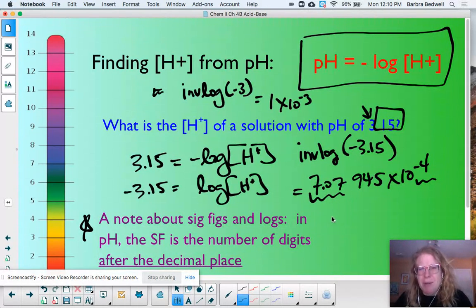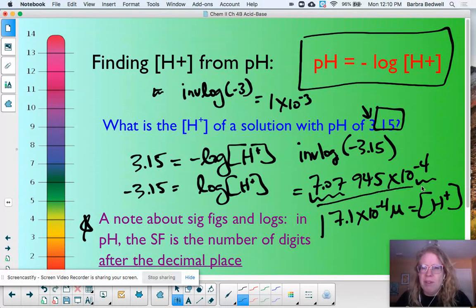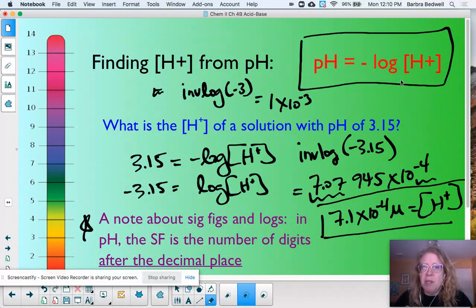So I would literally write this as 7.1 times 10 to the minus 4 molarity is equal to my hydrogen ion concentration. That would be the final answer for this. So what is the hydrogen ion concentration of a solution with a pH of 3.15? I would plug my numbers into my equation. Here they are. Be careful with your order of operations.